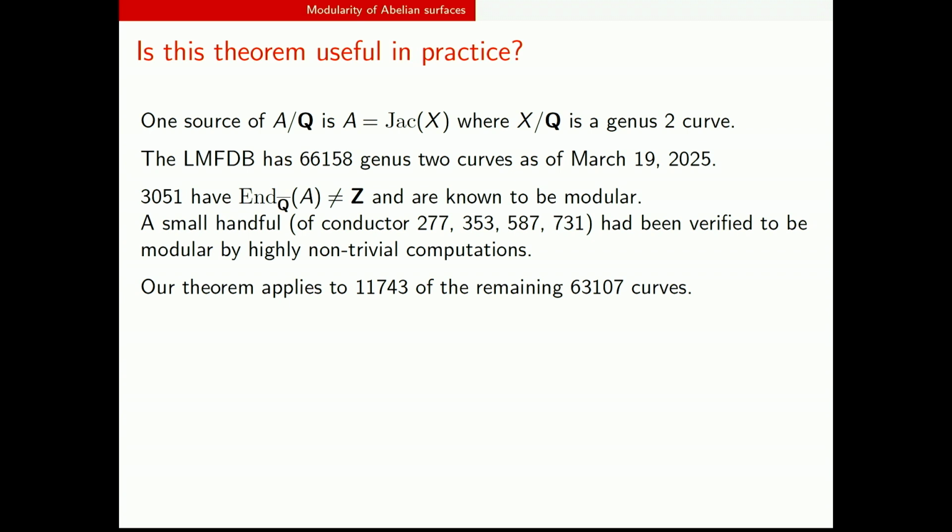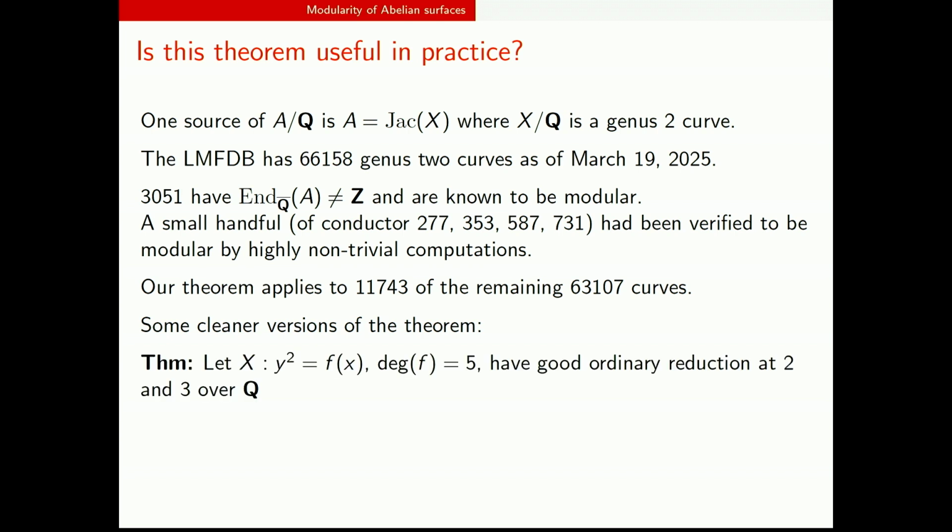Also, just to state the theorem in a slightly more pithy way, I'll give you 2 more versions. One is if you just take y squared is a quintic. This always gives you a genus 2 curve. And let's just suppose simply that it has good ordinary reduction at 2 and 3, and that the mod 3 representation is surjective. Even this you can relax a little bit. Then the Jacobian is modular.